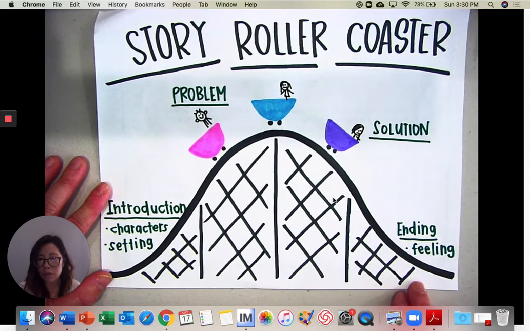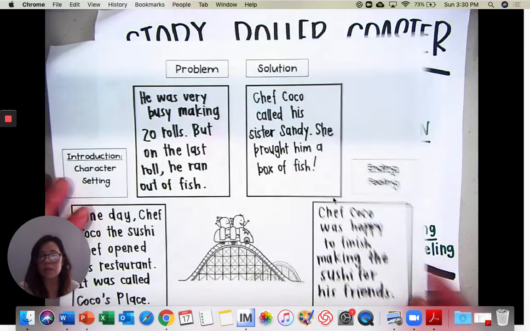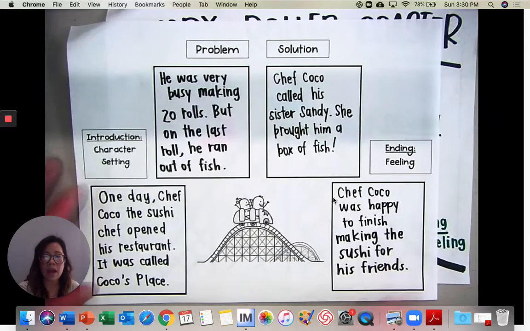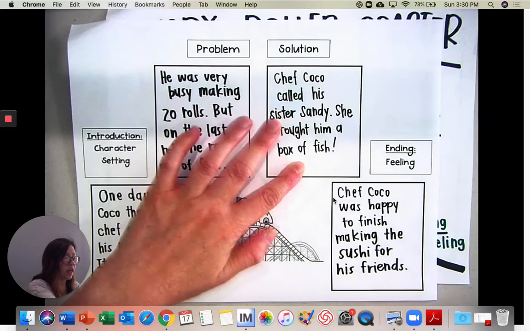So on your story roller coaster, you could have jotted a couple of ideas of how your story is going to be like. And so here's my story roller coaster, right? I have my introduction, I have my problem, my solution, and my ending.